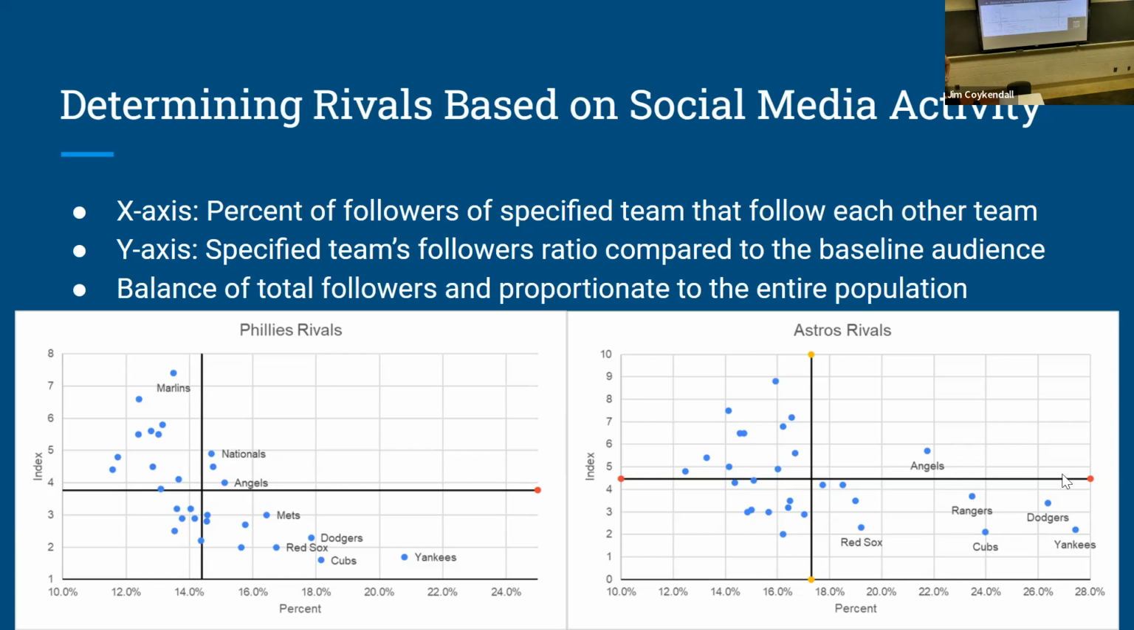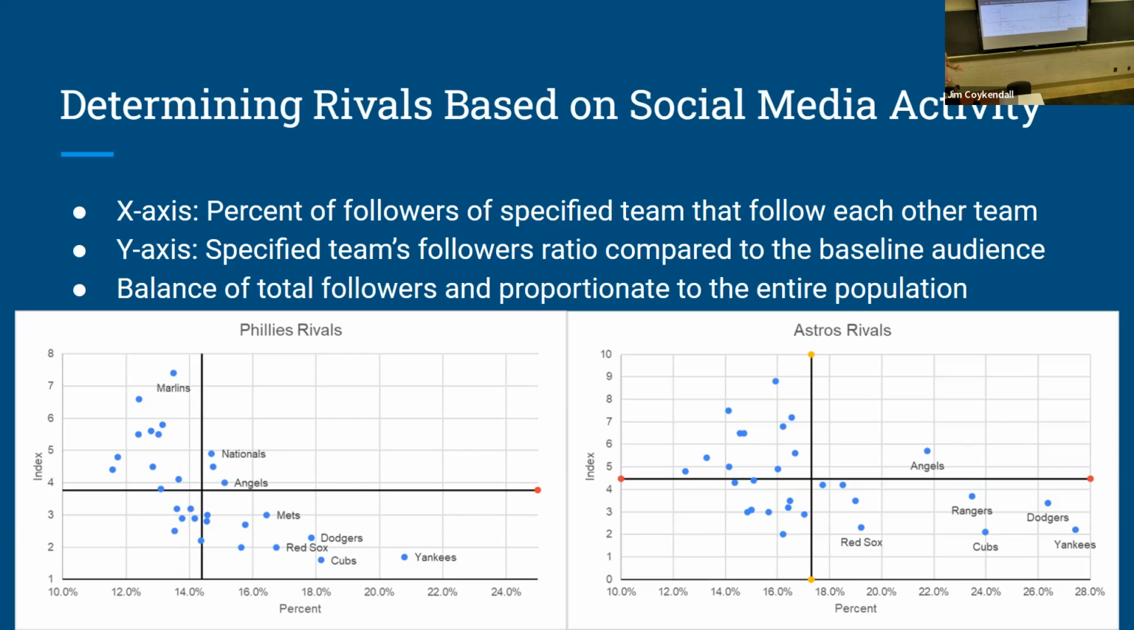So we can see a couple things here. We see that the Yankees, the Cubs, the Red Sox, the Dodgers, they're appearing very low on the index, very far on the percent. This is because those are the four biggest teams in baseball. They have the most followers, they have the most following. People care about these teams. They're the big market teams in the MLB.